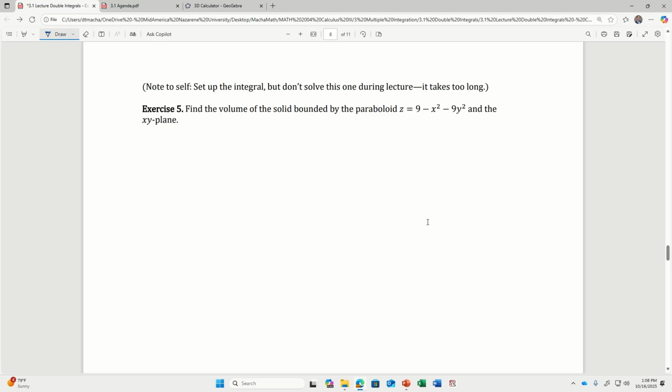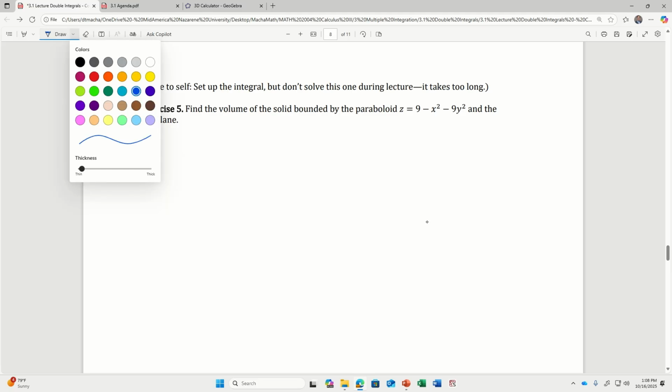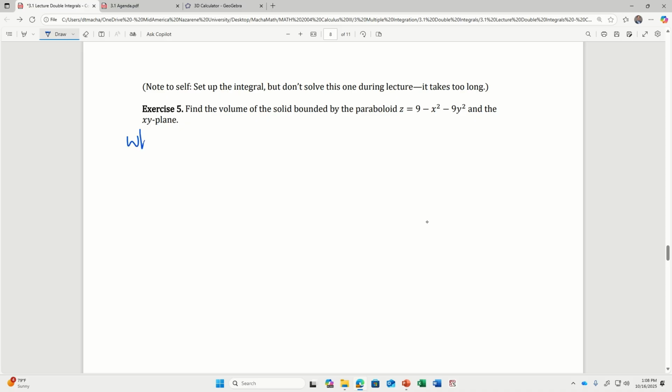So if you get a question like this, you should ask, what is the region R in the xy plane over which we want to integrate?